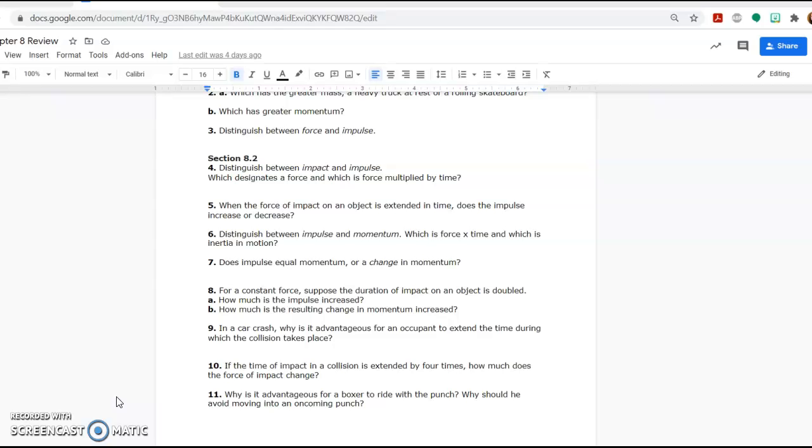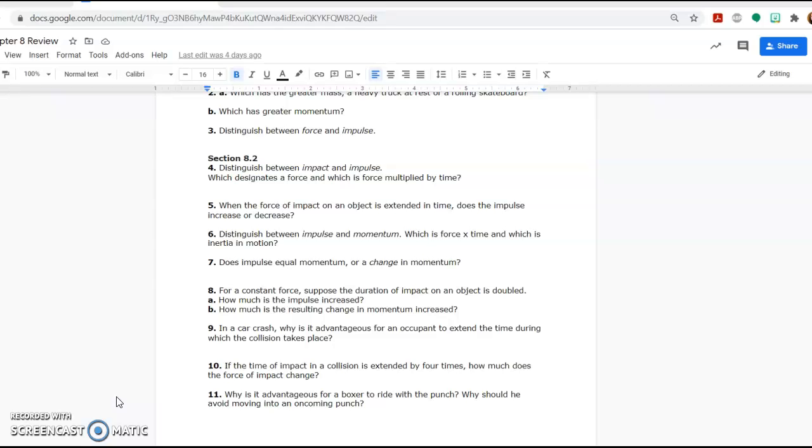Number 9, in a car crash, why is it advantageous for an occupant to extend the time during which the collision takes place? You want to do this because if you extend the impact time, or if you extend the time over which you are going to feel this force across your body, then the force is going to be decreased, which is advantageous because it keeps you alive.